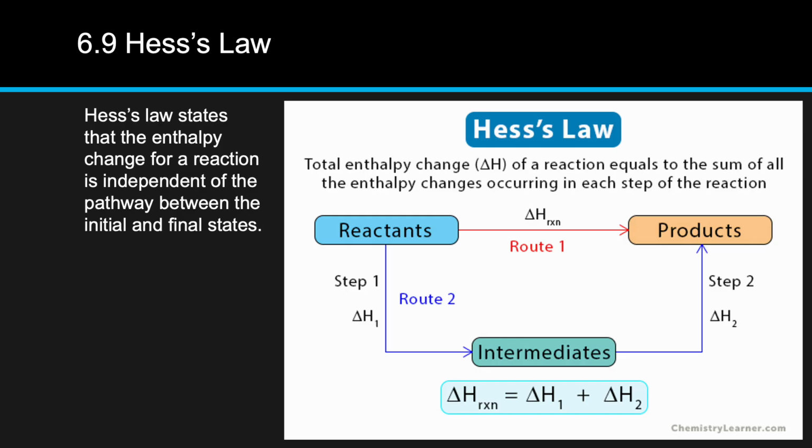So in this diagram, route 1 shows the reaction happening in one step. So we're going from the reactants right to the products. Route 2 shows the same overall change happening, but in 2 steps through an intermediate. So we're going to have energy changes as delta H1 and delta H2. Hess's law is just saying that these must be equal. So our direct path, delta H of the reaction, is the same as our alternate path, which is delta H1 plus delta H2. So they're just equal to each other as shown here.